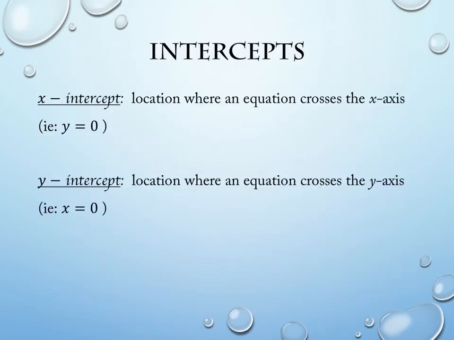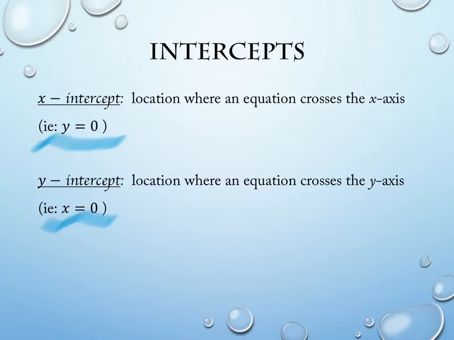Okay, a couple of very important features about graphs are intercepts. X-intercept and Y-intercept specifically. So the X-intercept is the location where an equation crosses the x-axis. And this is the specific location when y equals 0. And then your Y-intercept is the location where an equation crosses the y-axis. And that's specifically the location when x is equal to 0. So when I think about intercepts, I think about it as those last 2 pieces that are in parentheses.